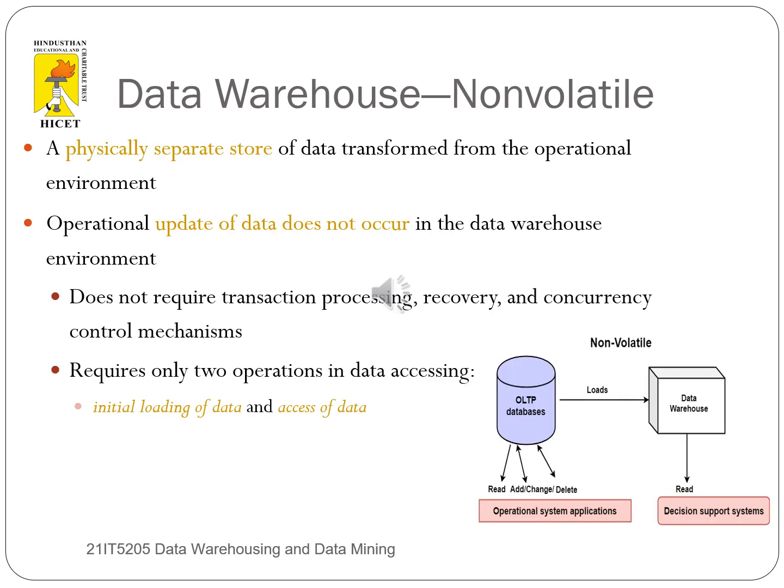The next key term is non-volatile. A physically separate store of data transformed from the operational environment is kept in the data warehouse, so it will always be available. That is why it is termed non-volatile. In an operational database, updates of data occur frequently. But a data warehouse does not require transaction processing, recovery and concurrency control mechanisms, because there is no update of data. It requires only two main operations in data accessing: one is the initial loading of data, and the second is accessing the data after loading.